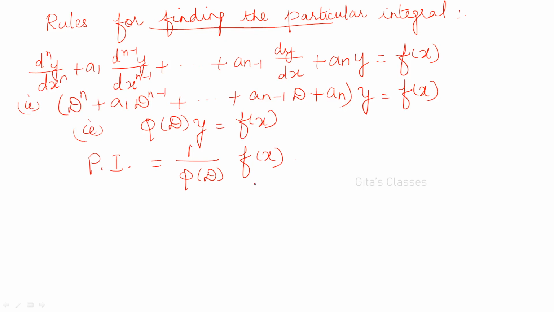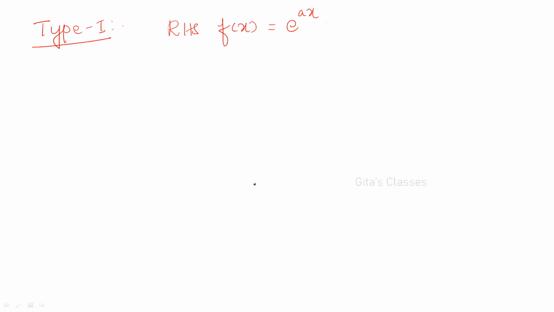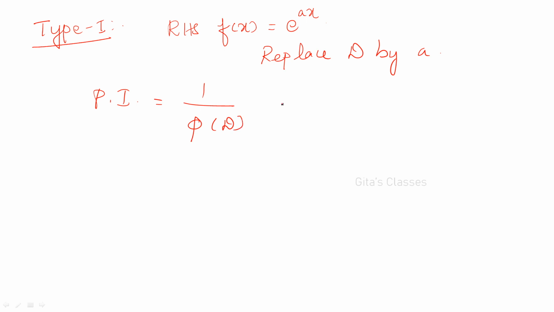Then depending on the value of f of x, we have to follow different methods. So type 1: if the right hand side function f of x is equal to e power ax, you have to remember, replace D by a. So particular integral is 1 by phi of D into e power ax. So replacing D by a, what will you get?